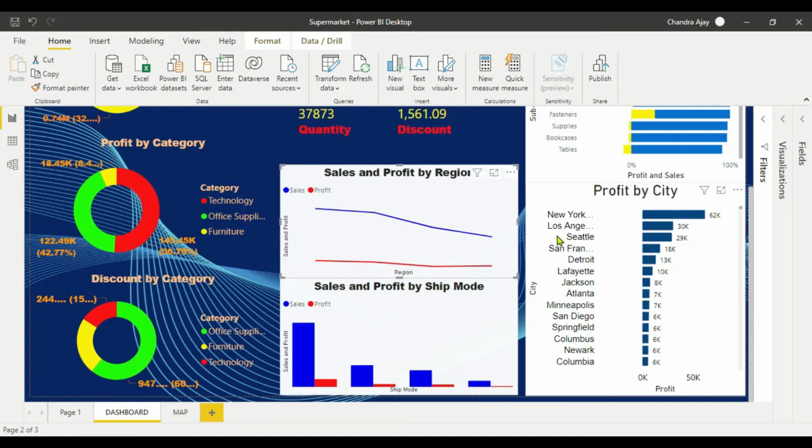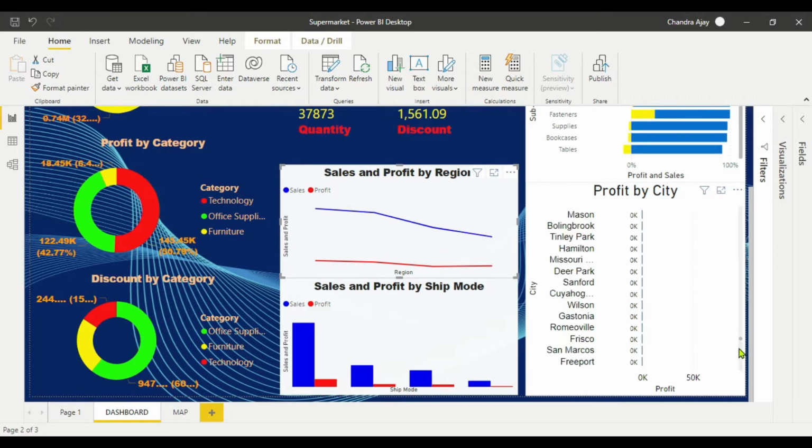This graph shows the profit based on each city. In this case, we can see that New York has the highest profit, and as we go down, we can also see that there are many places where there is 0% profit, and the profit is decreasing as we go down. We can see the negative profits as well, which is actually a loss, and there are so many places which are covering the losses.